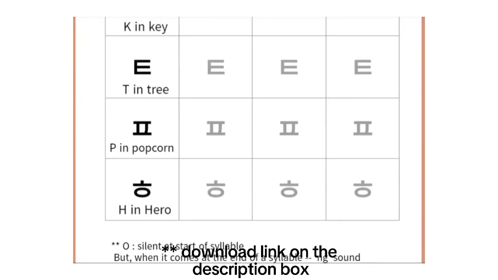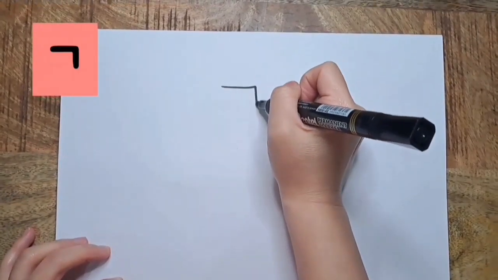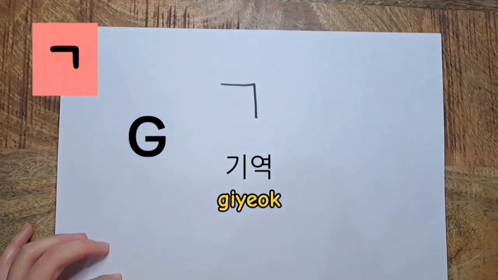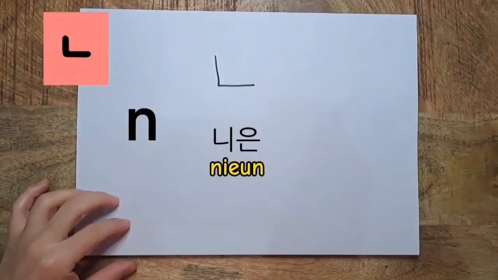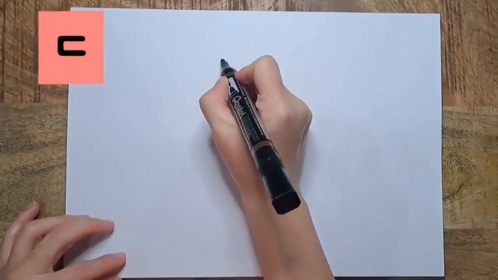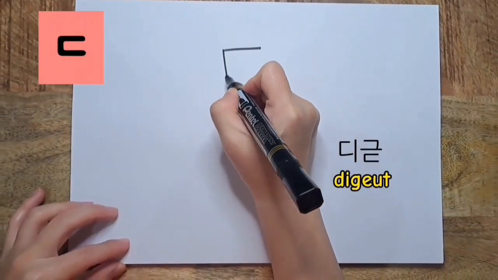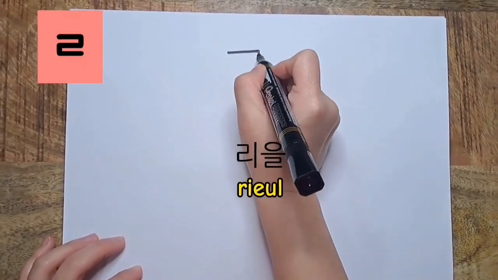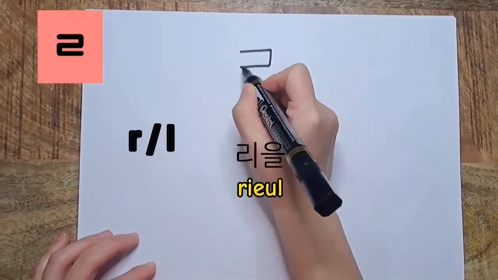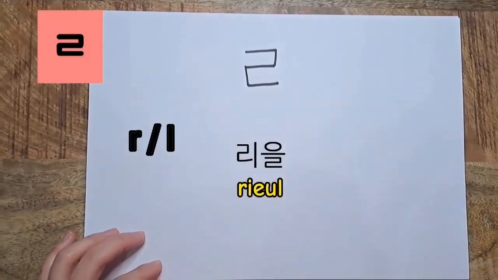Let's get started. The first consonant is giyeok, g sound. Next one, nieun, n sound. This alphabet is digeut, d sound. This is rieul, l, r, or l sound.